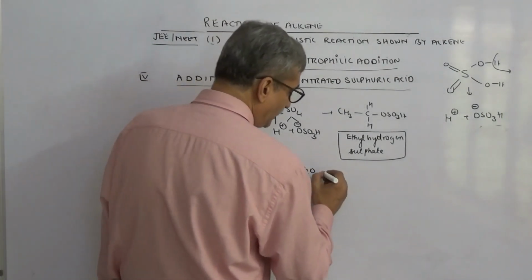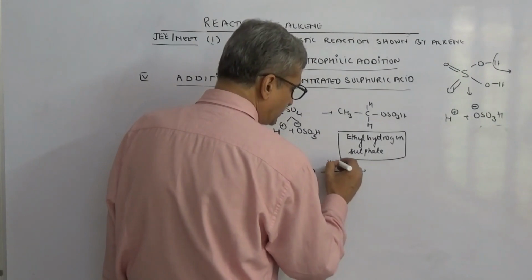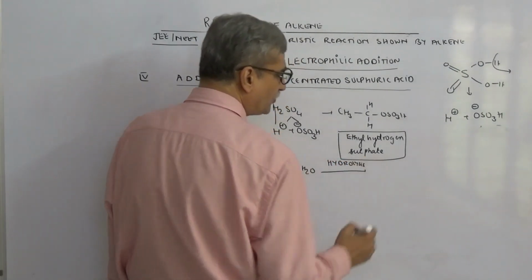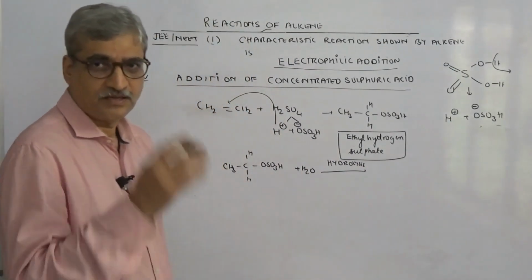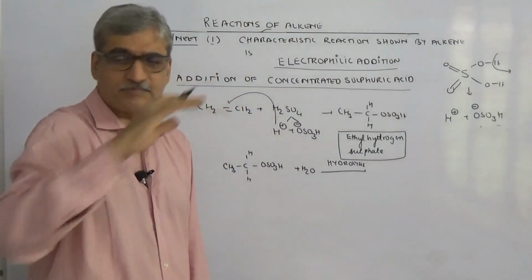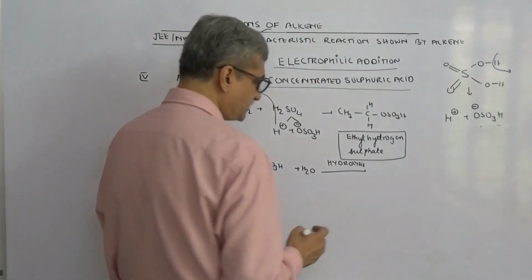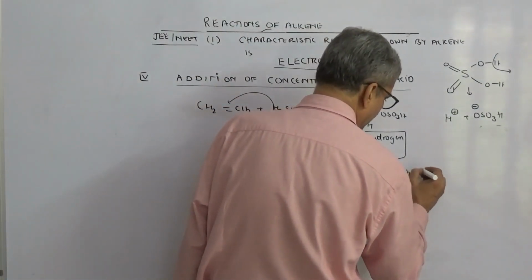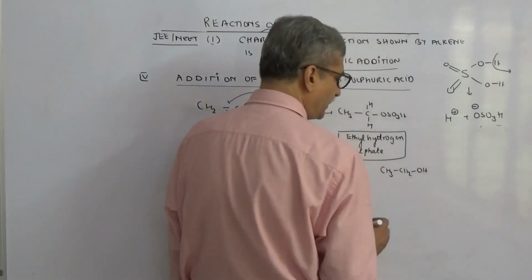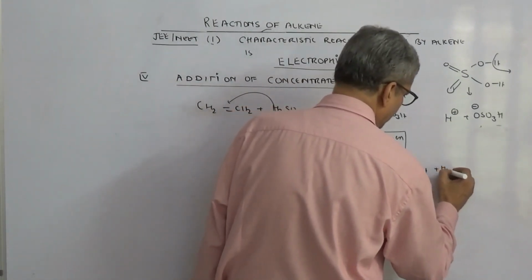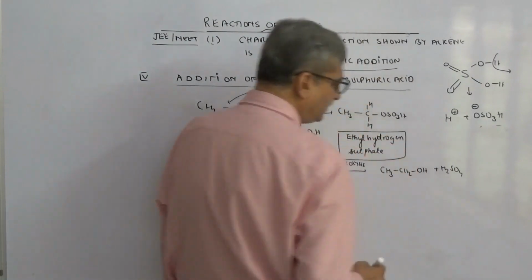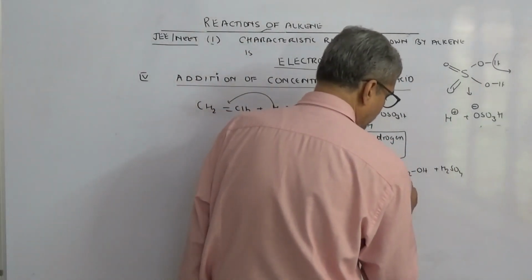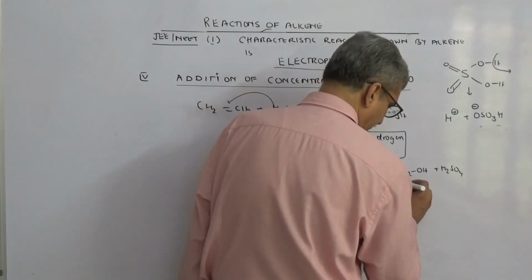So what is hydrolysis? Hydrolysis, we say, is splitting, breaking or decomposing a bond by using water. Hydrolysis, splitting by using water. What happens? You get CH3CH2OH plus again H2SO4. So this is one of the methods of preparation of alcohol. So this is ethyl alcohol.